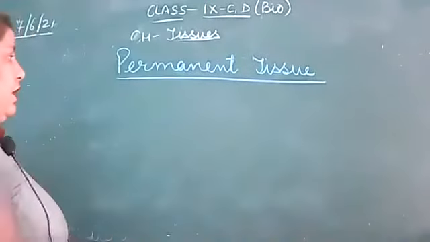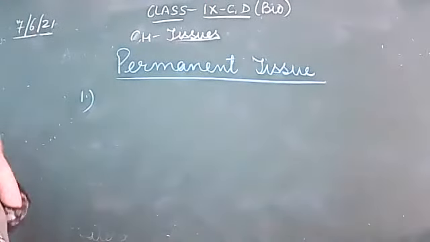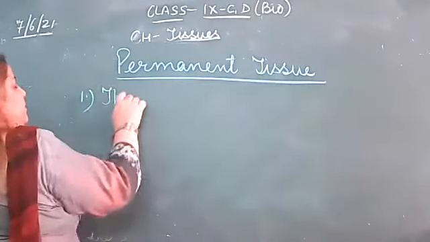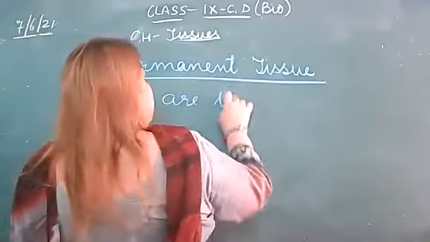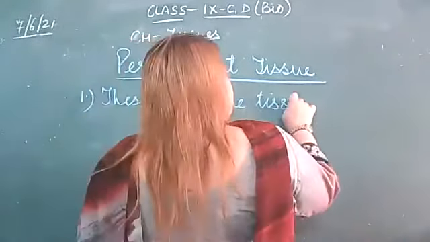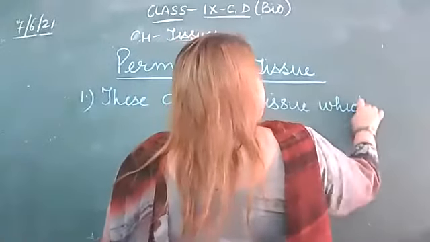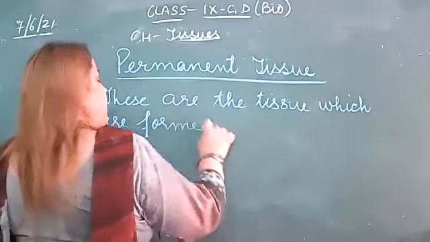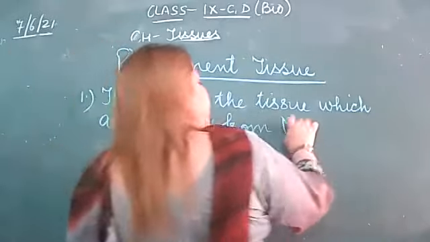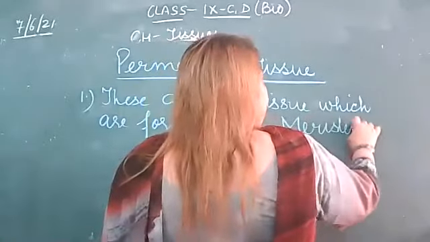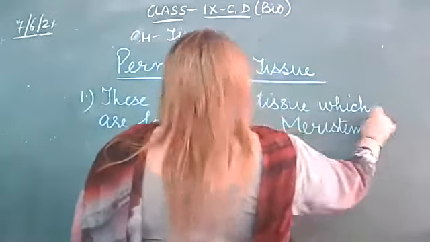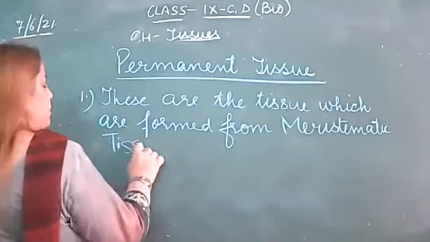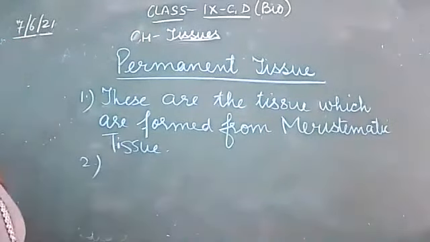Write down these points. All of you will now note down. These are the tissues which are formed from meristematic tissue. Right, beta? These are formed from meristematic tissue.